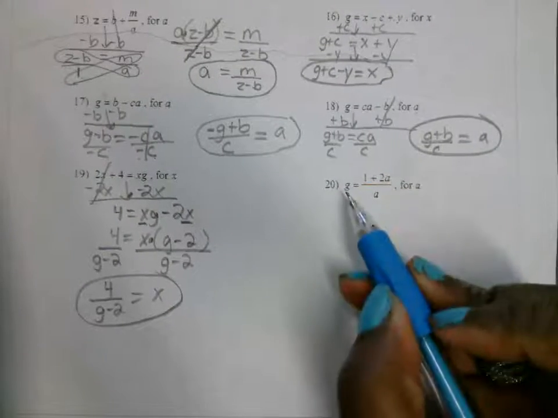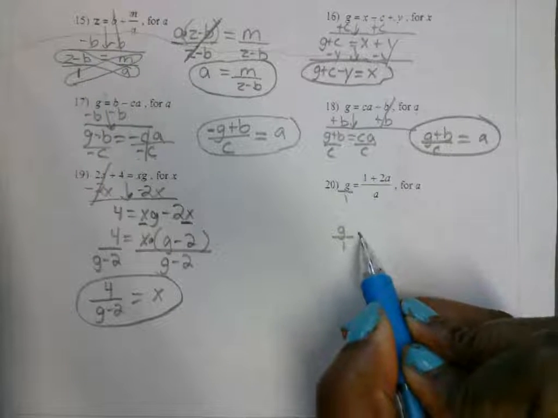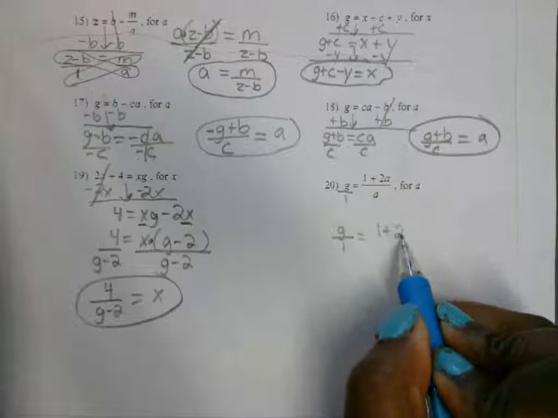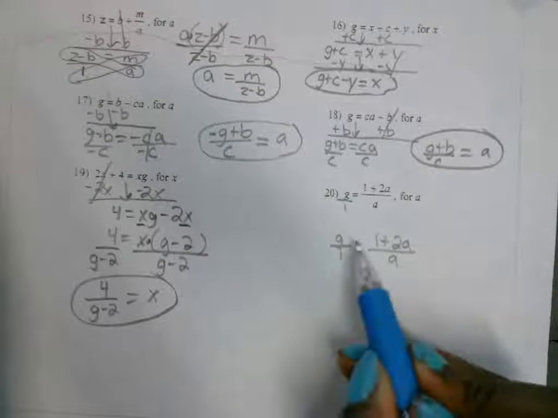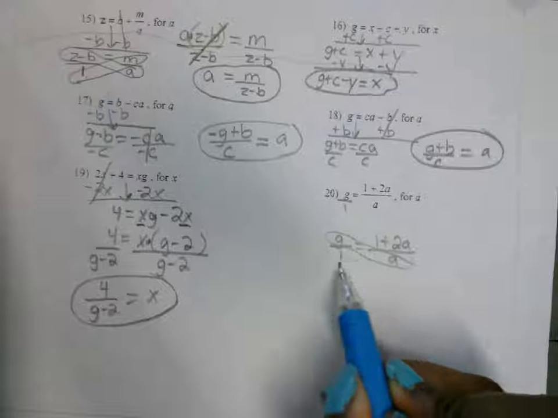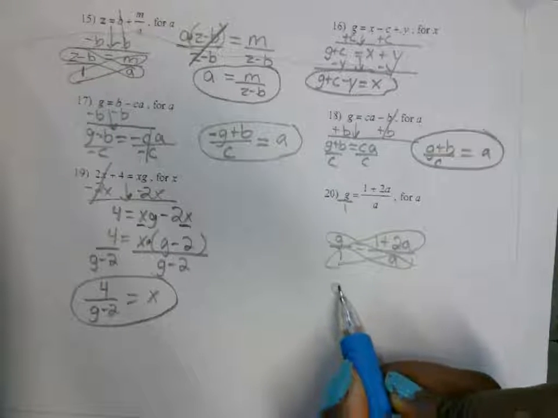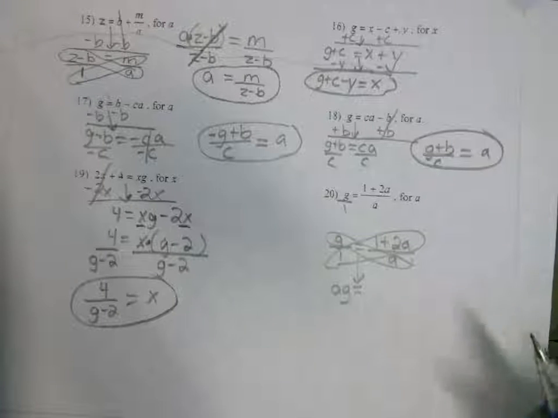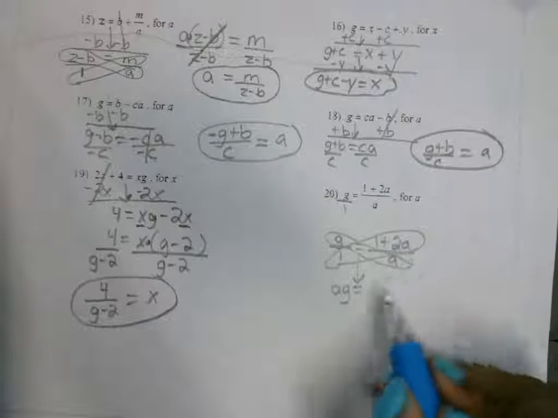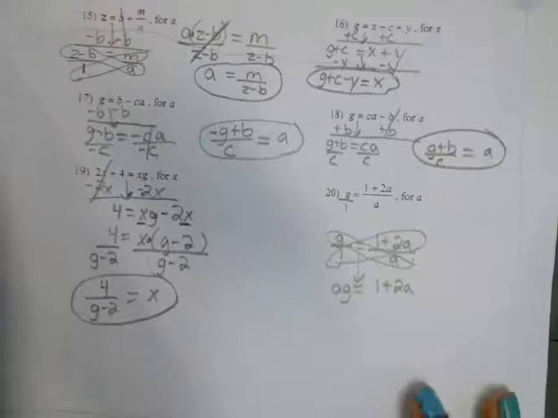Okay, so let's look at this one here. We're going to make this easy and write this again as a proportion. It's G over 1 is equal to 1 plus 2A divided by A. Okay? All right, we're going to cross multiply. G times A is AG. We're going to go in alphabetical order. A comes before G. 1 times this expression is just going to give me this expression. Any questions about that part?